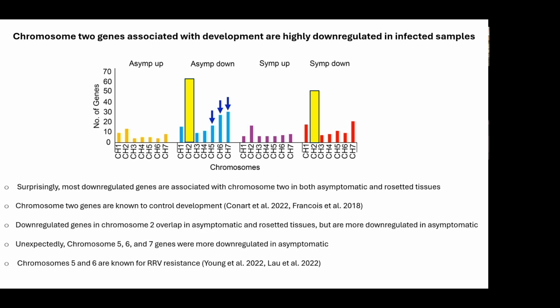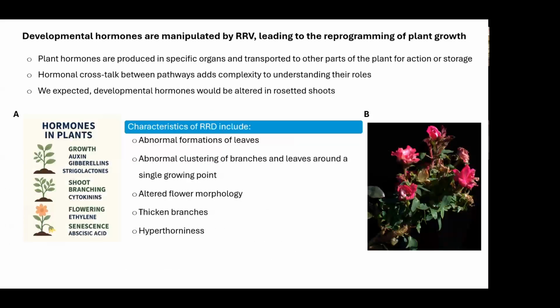And as we know, the genes involved in chromosome 2 control development, and there are a couple of research studies which show chromosome 2 is involved in development, as you can see here. And then chromosome 5 and 6, I have said, are involved in defense.